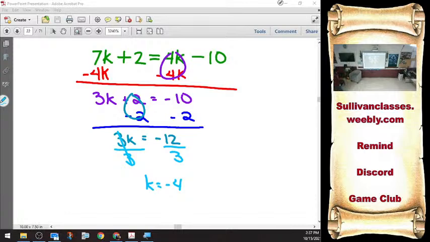If you do it right, you should end up with negative 26 is negative 26. Okay. You plug it in both sides. Make sure both sides end up the same number. Okay.